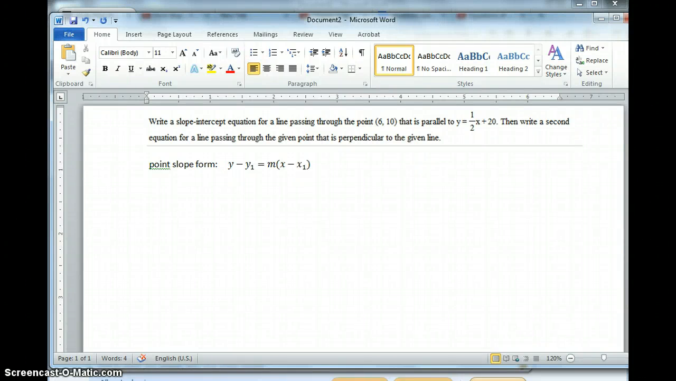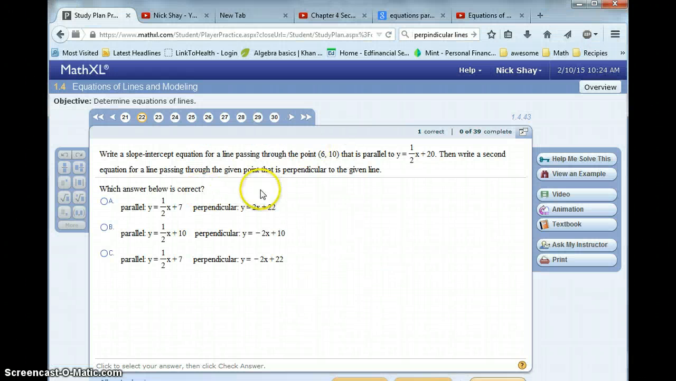Okay, so I'm going to go over this problem right here. It says, write the slope-intercept equation for a line passing through the point (6, 10) that is parallel to y equals 1/2 x plus 20. Then write a second equation for the line passing through the given point that is perpendicular to the given line. This is one of the most missed problems, and I think it's because there are two parts to this. We have to find a parallel line and a perpendicular line.